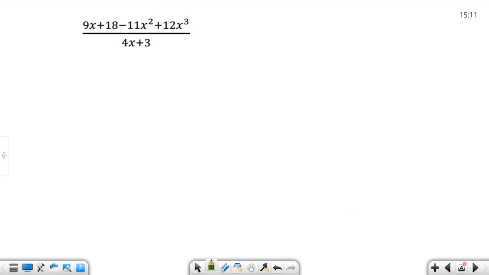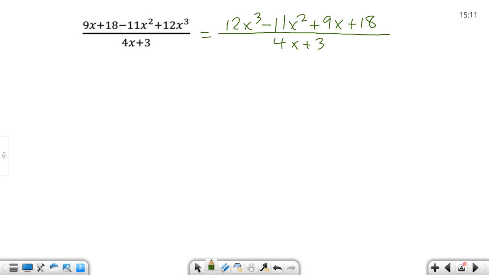So again, 9x plus 18 minus 11x squared plus 12x cubed over 4x plus 3. This is just not in descending order, but all the powers, 3, 2, 1, and then no x, they're all there. So I just need to rewrite this in descending order. So 12x to the third minus 11x squared plus 9x plus 18 all over 4x plus 3.